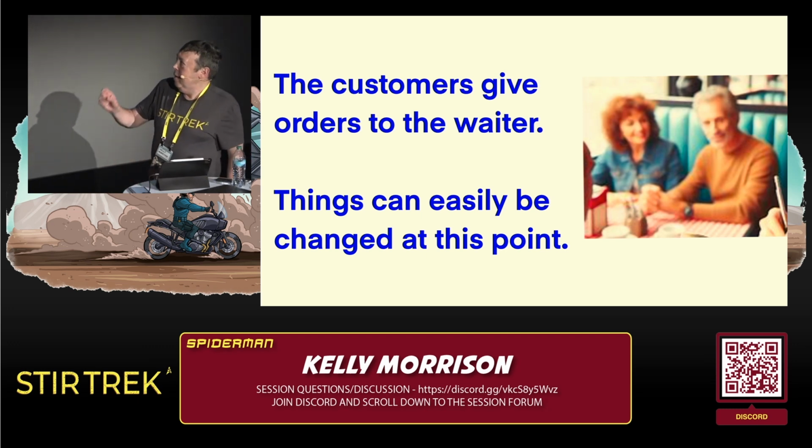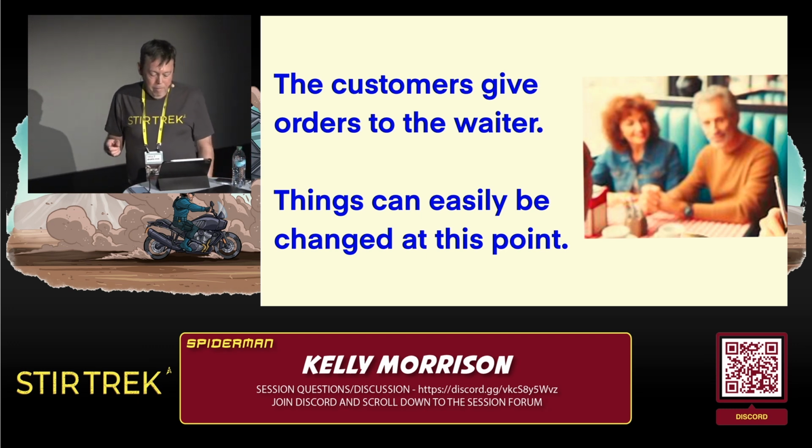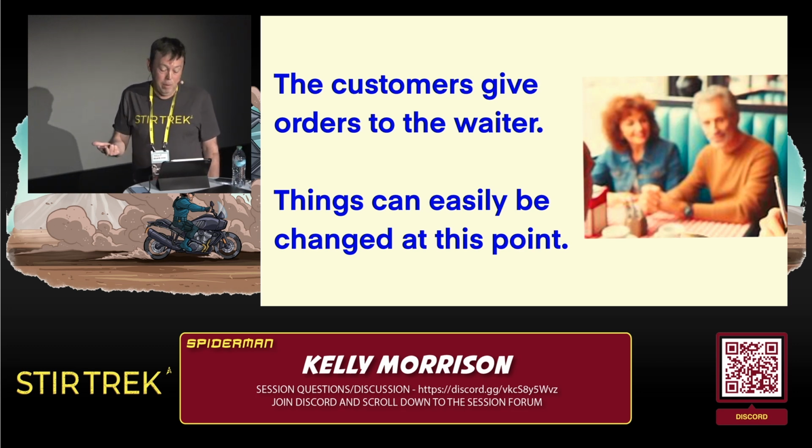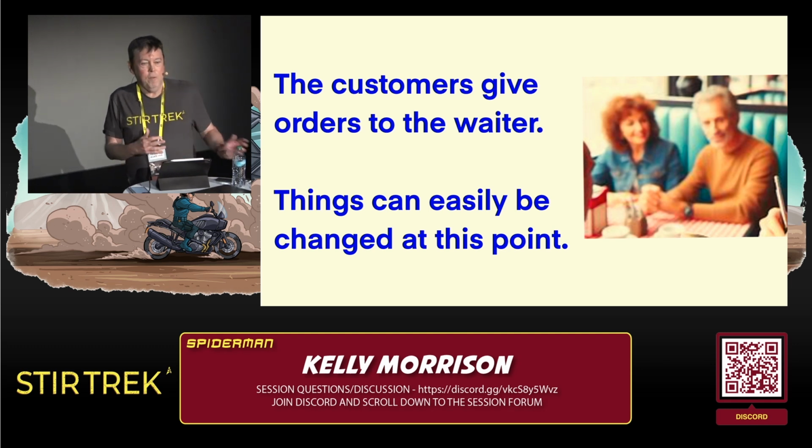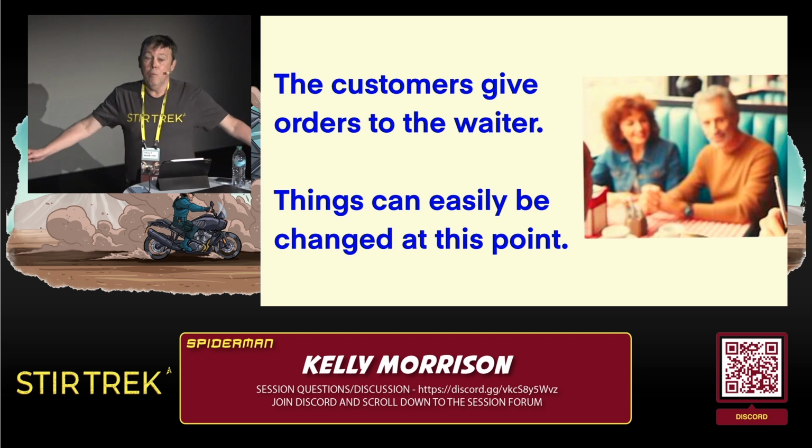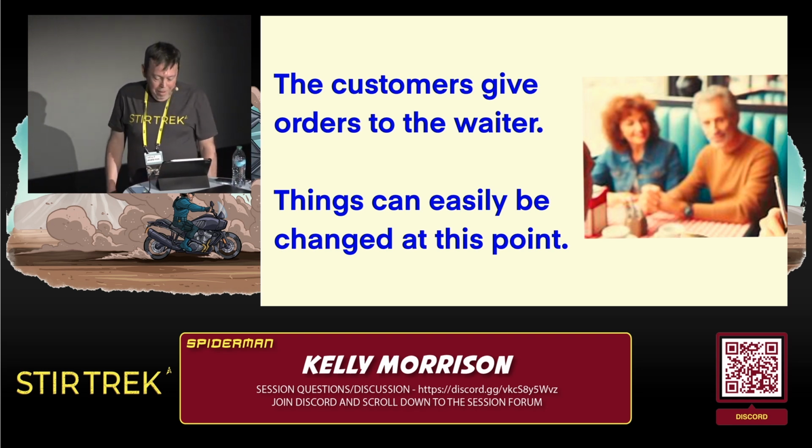But anyway, the customer gives an order to the waiter. And they give several things, like here's what I'd like for an entree, here's what I'd like for a drink, here's what I'd like for dessert. You can change things easily at this point. I might say I want a rare steak. My ex-wife would glare at me. It's like, okay, give me a well-done steak so she can eat part of it. But again, that's an easy change.